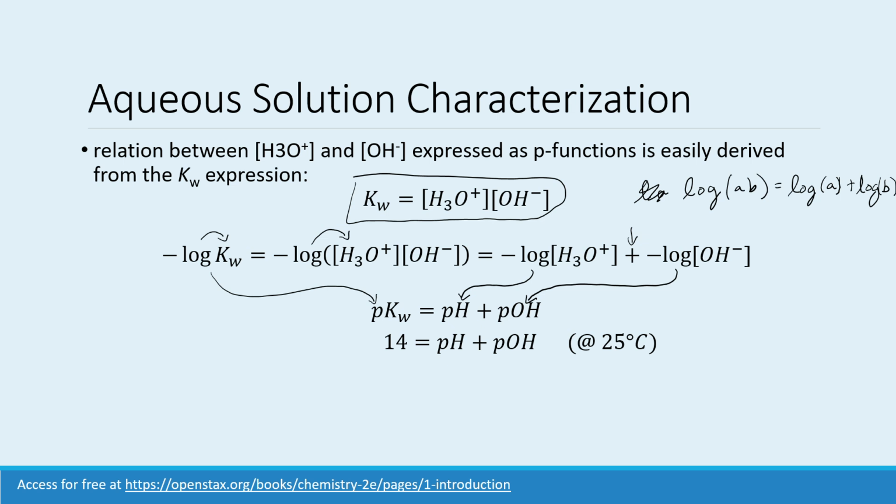And because we know that Kw is that value of 1 times 10 to the negative 14th, if you take the negative log of 1 times 10 to the negative 14th, you'll find that you get back a value of 14. And so 14 equals pH plus pOH as long as you are at 25 degrees Celsius. Of course, this would change at any other temperature.